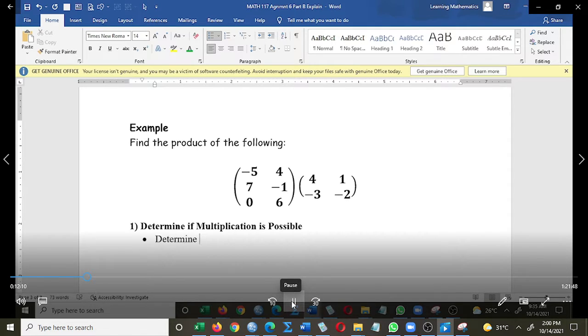Determine what? If the number of rows. So you're asking a question, you're not sure. Let's continue. If the number of rows is the same number. Determine if the number of rows in the first matrix is the same as the number of columns in the second matrix. That's what we discussed last class. Is that what we discussed last class?